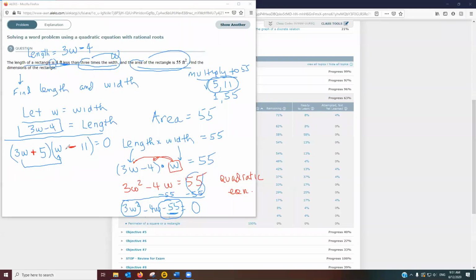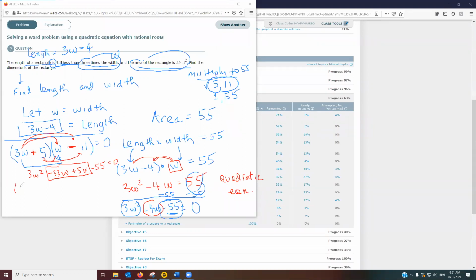All right, let me try and see if this worked. So I'm going to do a FOIL multiplication. All right, 3W times W is 3W squared. 3W times negative 11 is negative 33W. And then 5 times W is plus 5W. Negative 5 times negative 11 is negative 55. Well, this isn't going to work because I could see these middle terms are not going to get me the negative 4W that I need. So that didn't work. Let me try another option.